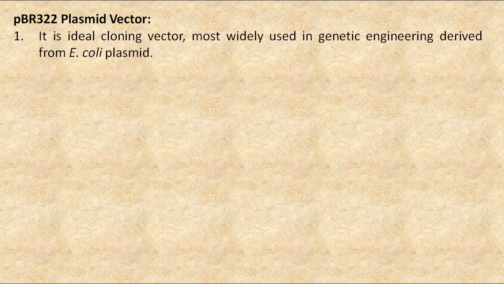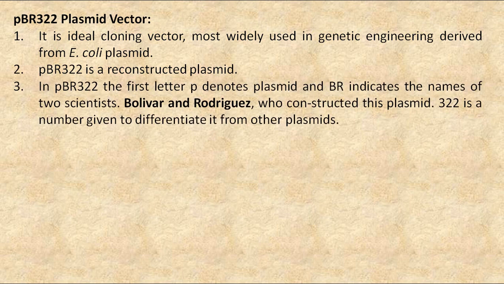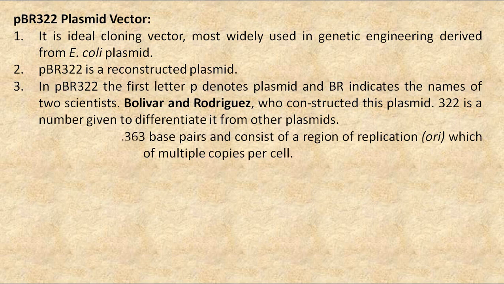Let's see pBR322 as a plasmid vector. It is an ideal cloning vector most widely used in genetic engineering, derived from an E. coli plasmid. pBR322 is a reconstructed plasmid. In pBR322, the first letter p denotes plasmid and BR indicates the names of two scientists, Bolivar and Rodriguez, who constructed this plasmid. 322 is a number given to differentiate it from other plasmids.